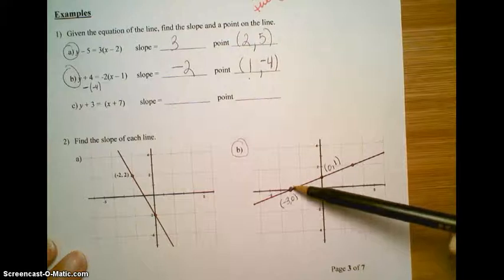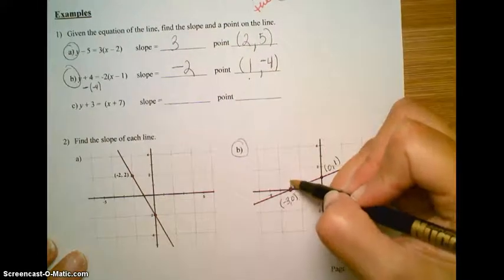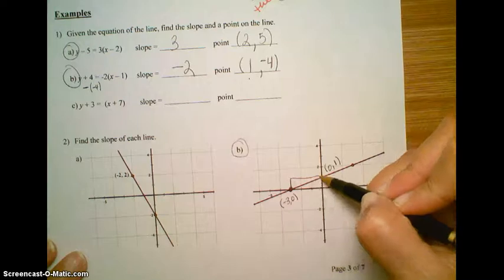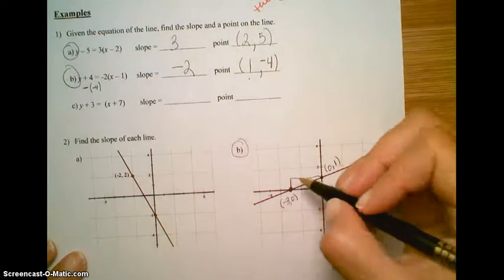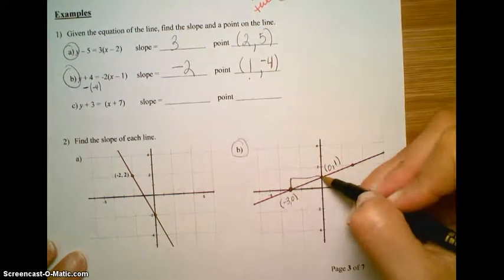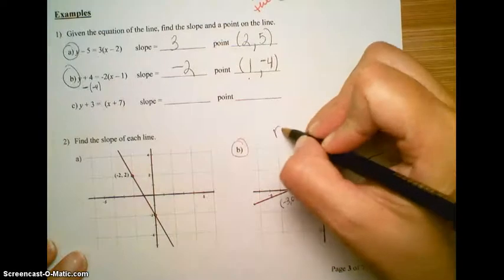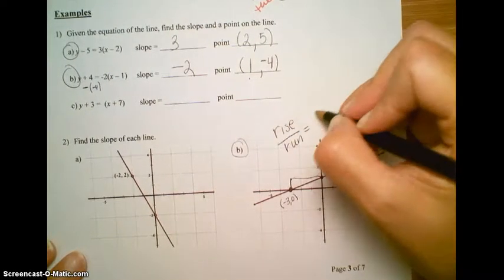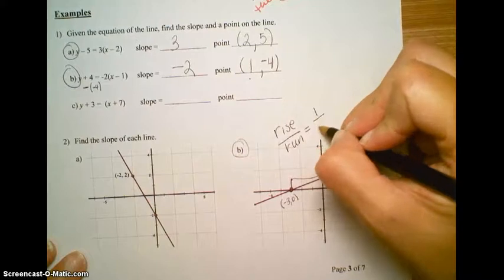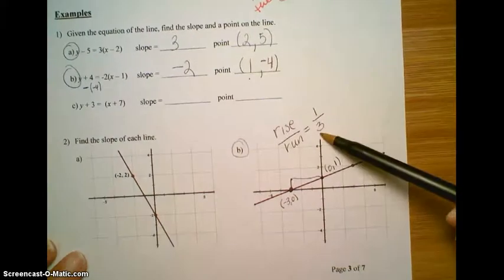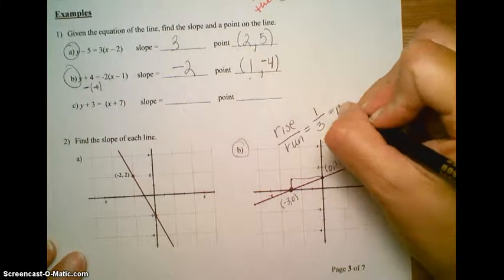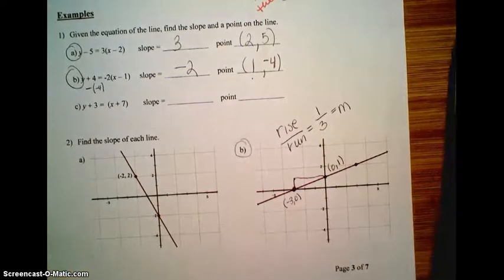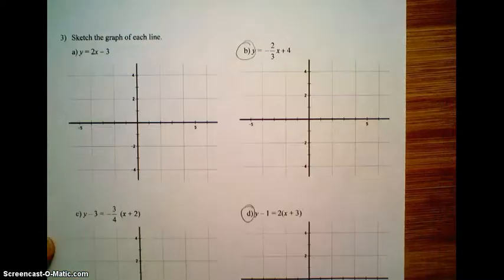So I had a rise of 1 unit and a run of 3 units to get there. So a rise of 1 and a run of 3. And that would tell us that our slope here is 1/3. So again, I recommend you try 2A, and we're moving on to page 4.